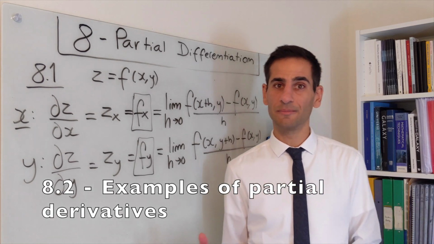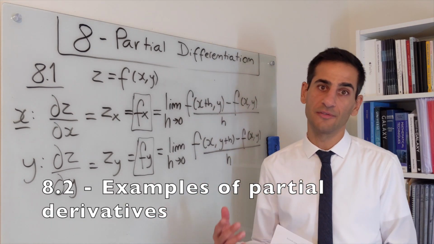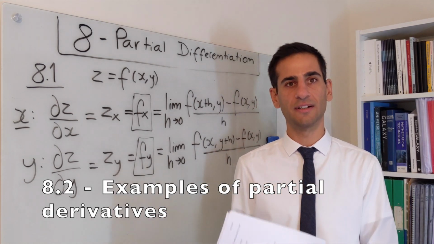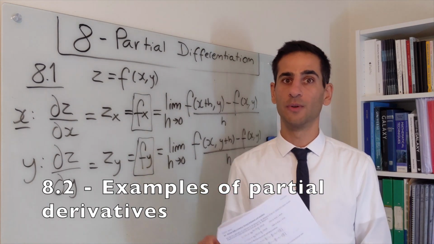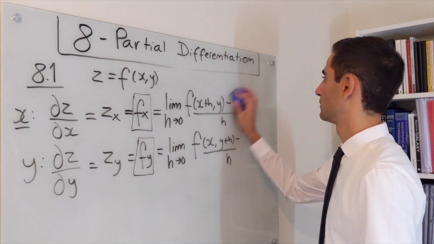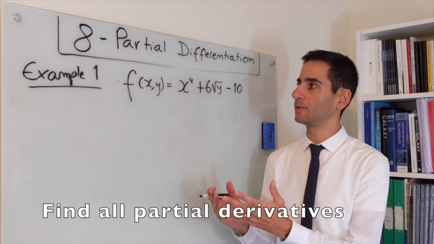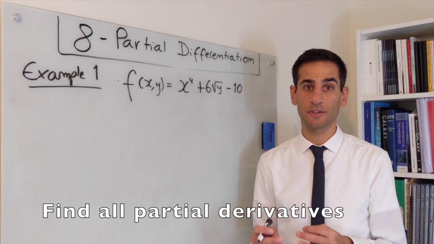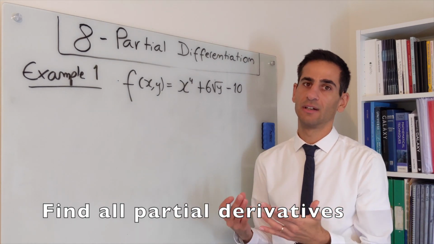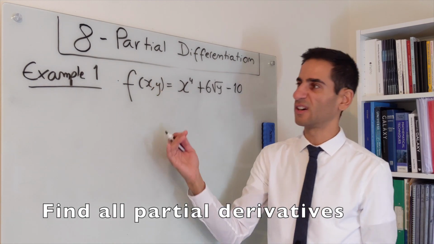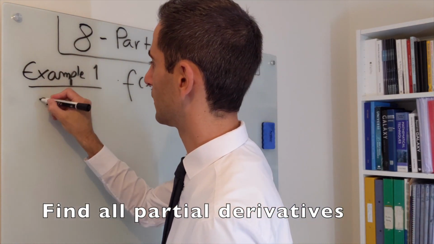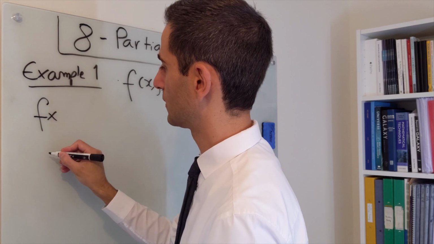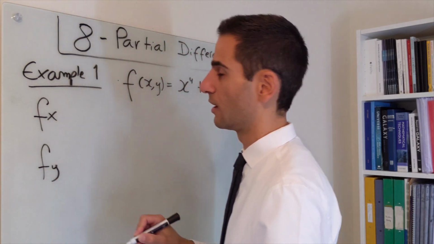Now that we've defined partial derivatives, let's have a look at a few examples, and you can also find them in section 8.2 of your lecture notes. In this example, we want to find all the partial derivatives of this function. In this case, it depends on two variables, therefore we need to calculate f of x and f of y.